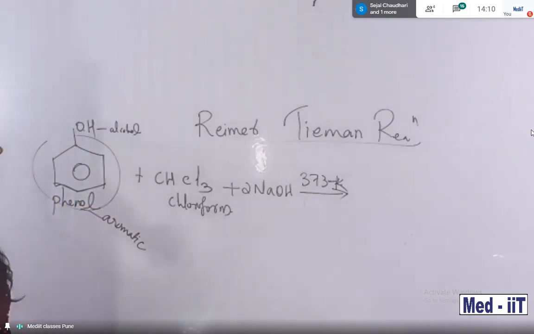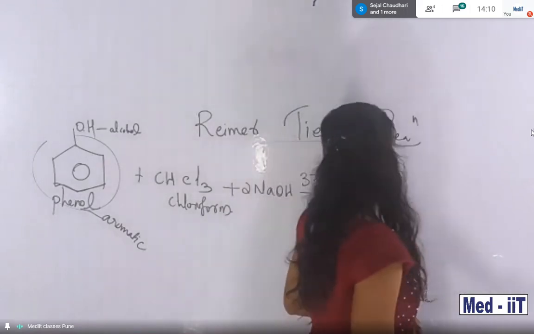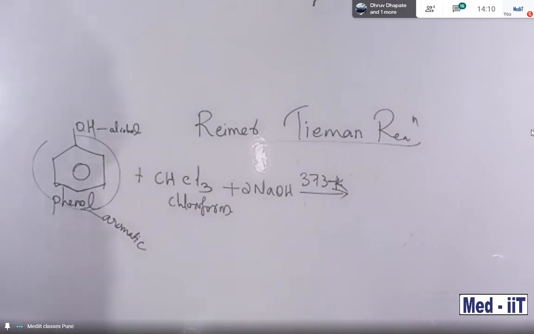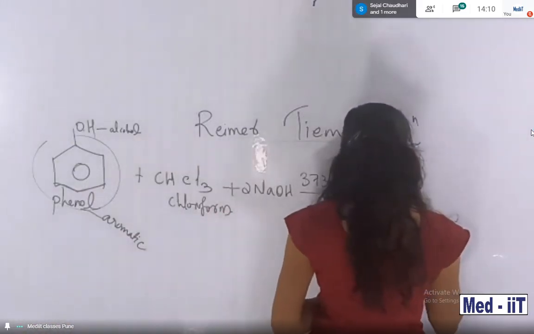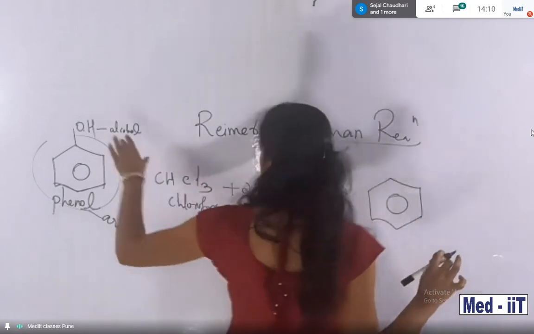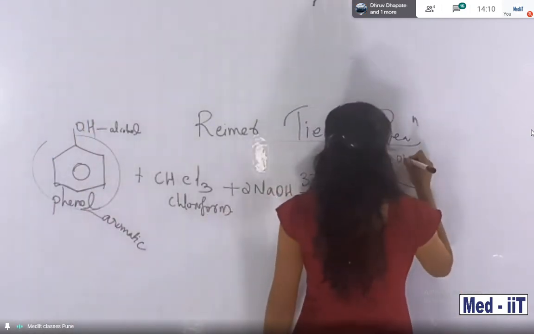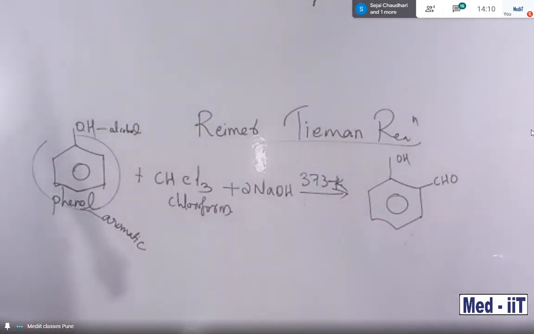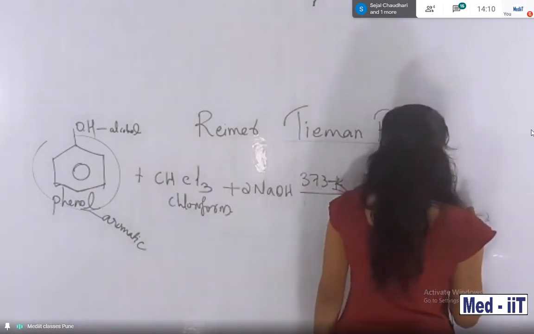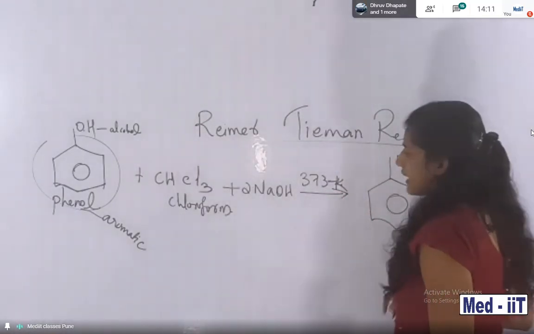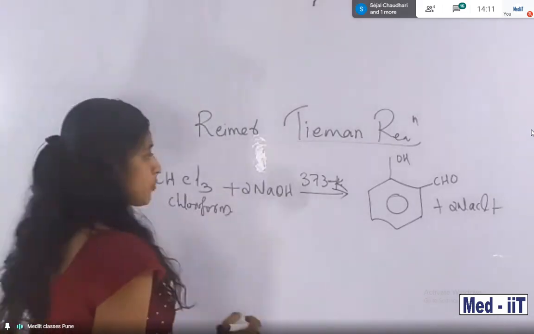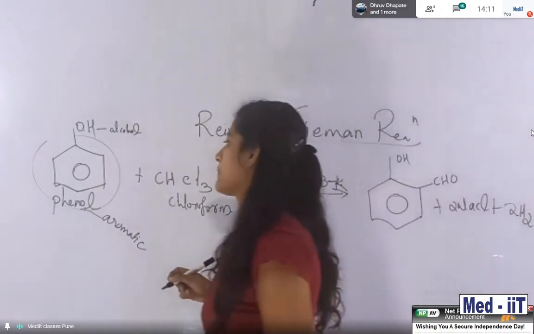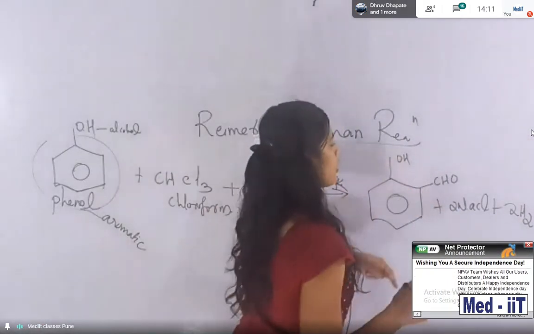Phenol is reacted with chloroform in the presence of NaOH at a proper temperature, and we will get an aldehyde. Here is a benzene, same thing, the OH group stays here, but one more group, CHO, is there. The remaining products are NaCl and 2H2O, water molecules. So this is called the Reimer-Tiemann reaction, same OH, but one more, this is called aldehyde.